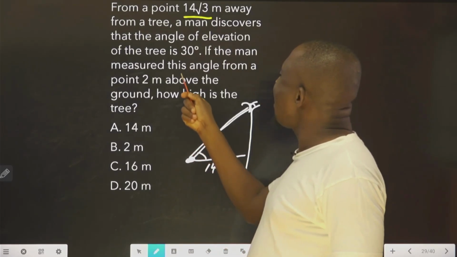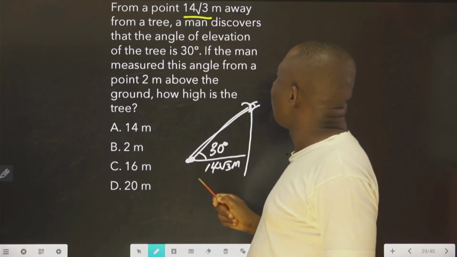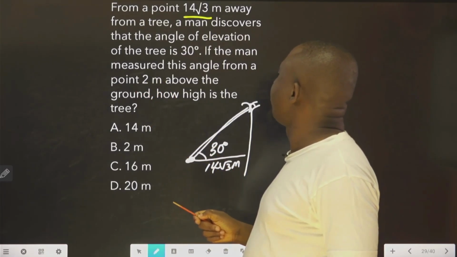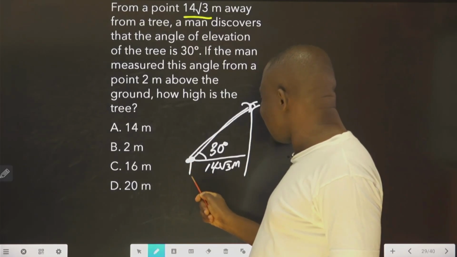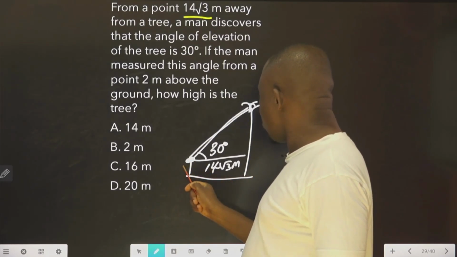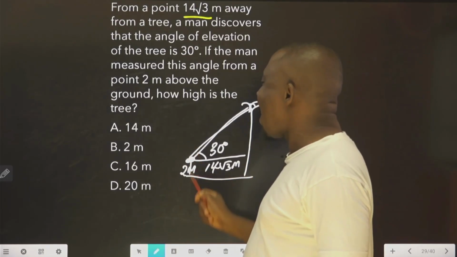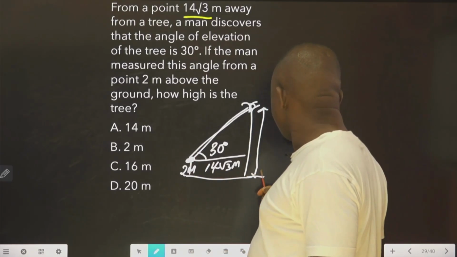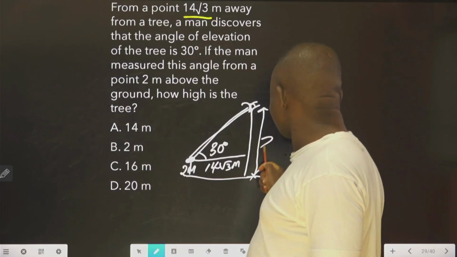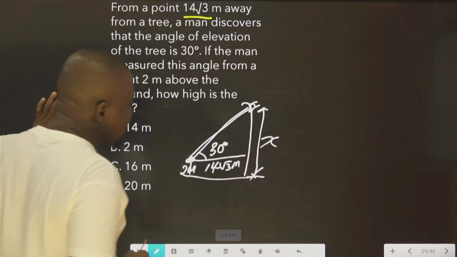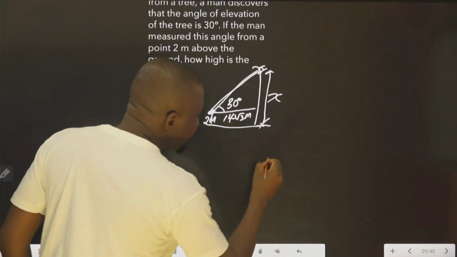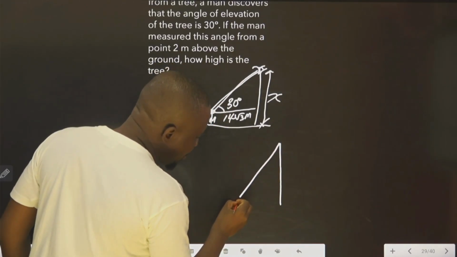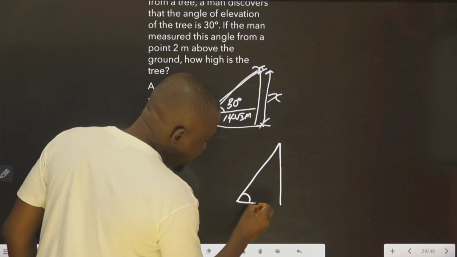If the man measured this angle from 2 meters above the ground, that is the man's height, for me, is 2 meters. That's what they are trying to tell us, the height of the man. How high is the tree? The height of the tree. Let's make it x. So what are we saying now? We have a tree. There is an angle of elevation that is 30 degrees.